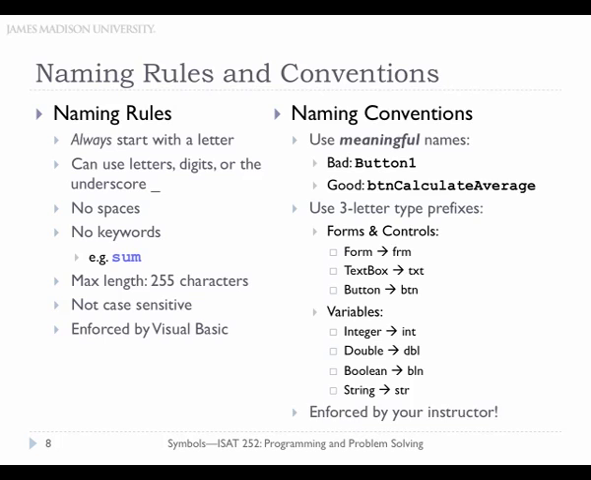These types of naming conventions are enforced by your instructor, your boss, your manager, your programming team. If you're a member of an open source project, frequently they have style guides that tell you what names to give to your variables and constants when you use them in a program.